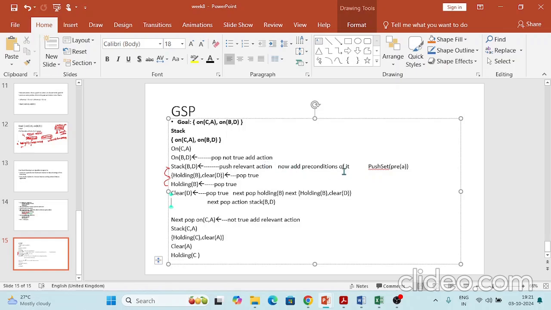Now add preconditions of it. After adding the relevant action, push preconditions of it. What are the preconditions of this action, stack B comma D? Preconditions for stack are holding B, clear D. So add those two: holding B, clear D. Whatever is here, write as it is.